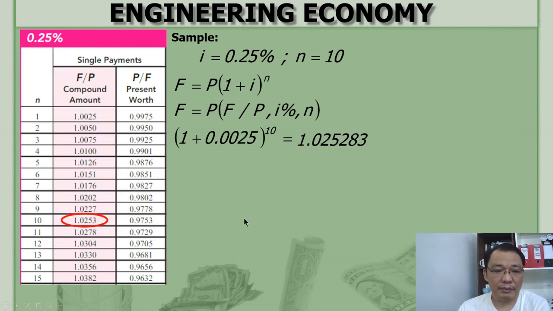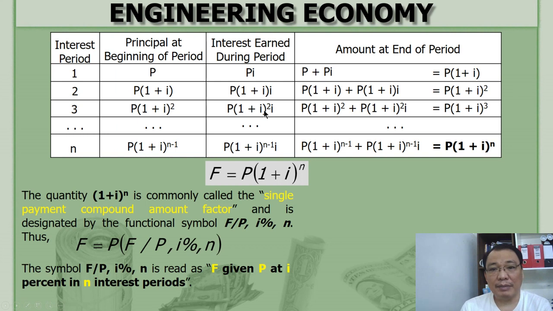1.02528. Same lang. Also, instead of computing this using a calculator, you can see it in the table provided. But without the table, you can use this one: 1 plus i raised to n. So, what does it mean? It is the value of F slash P, i percent, n, or F given P at i percent in n interest periods.